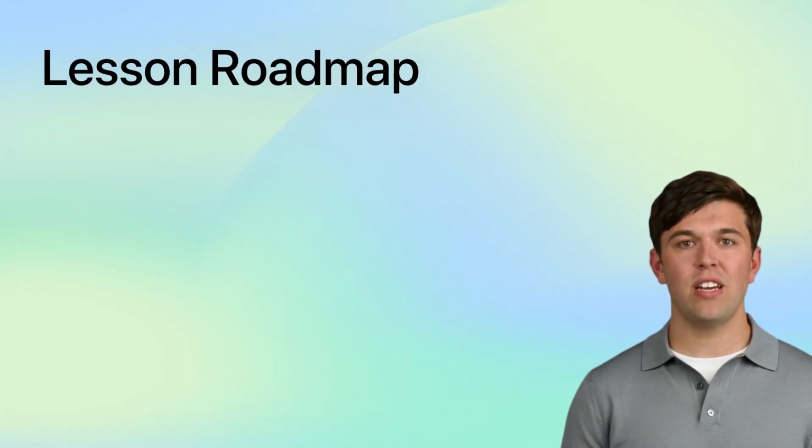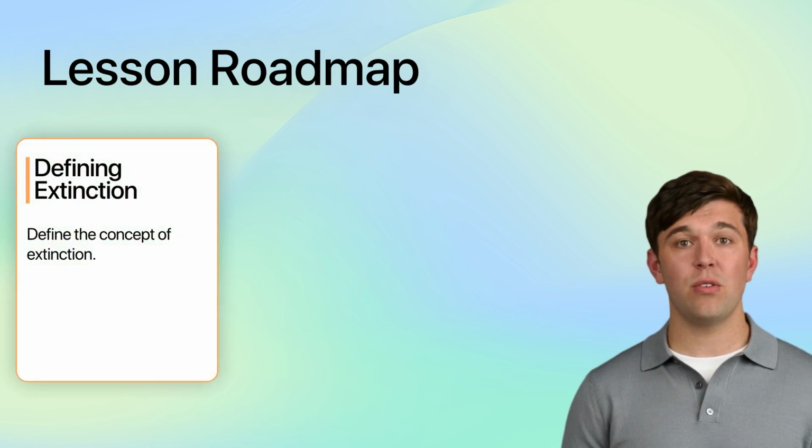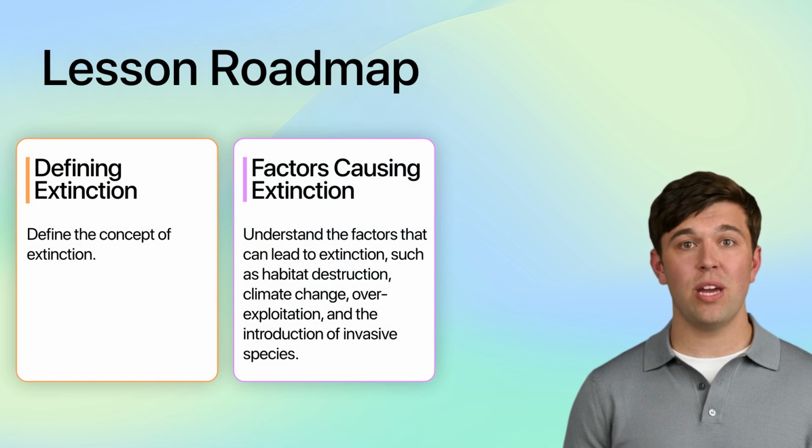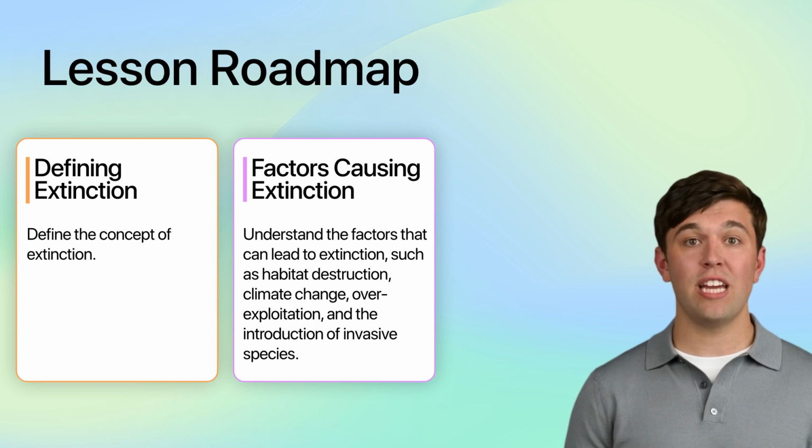In today's lesson, we will first define the concept of extinction. Then, we will look at the factors that can lead to this situation, such as habitat destruction, climate change, over-exploitation, and the introduction of invasive species.